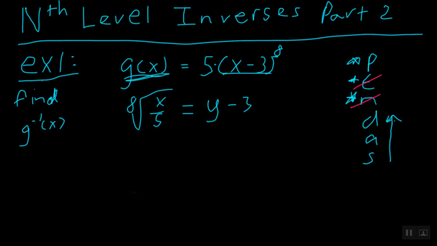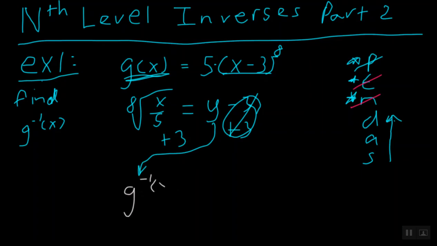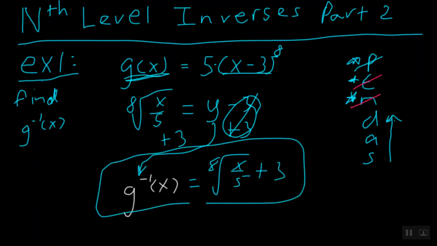Now that we've cleaned this up a little bit, how do we get rid of what was inside the parentheses? How do we get rid of that minus 3? Well, the opposite of minus 3 is plus 3. So we'll add 3 to both sides. And remember, I like to take my y value, move it over here, and switch it back to g inverse of x. And now we'll say g inverse of x is equal to the 8th root of x over 5 plus 3. Pretty easy. Let's go ahead and move on to a second example.